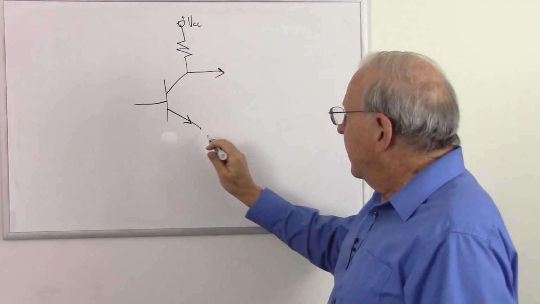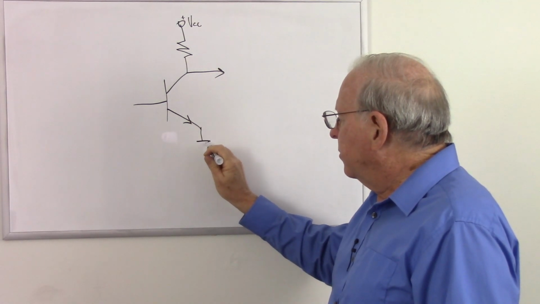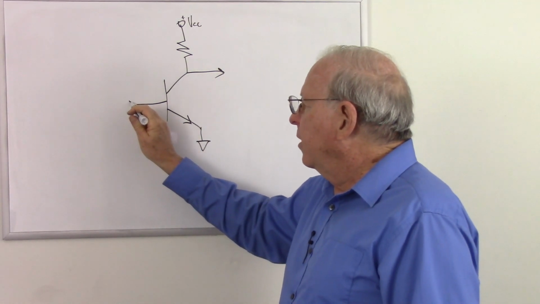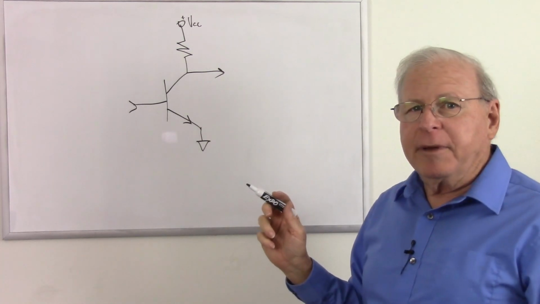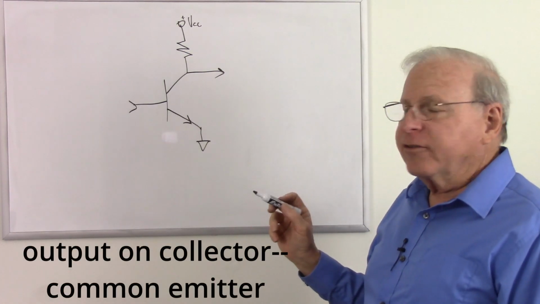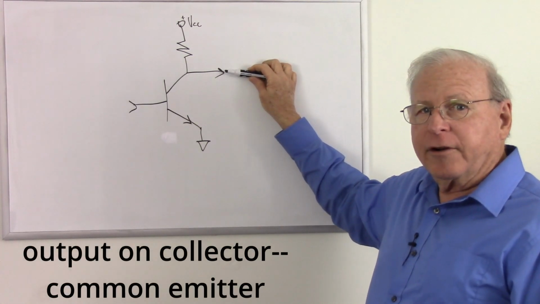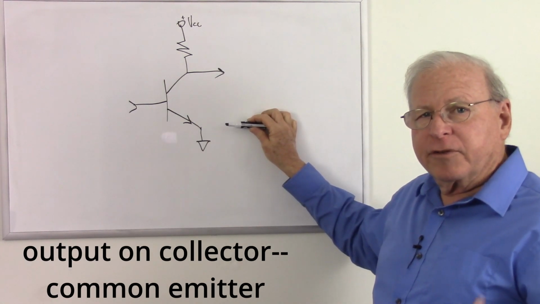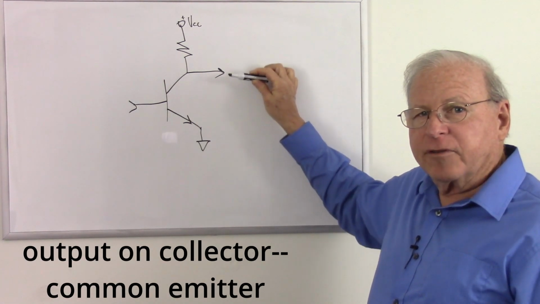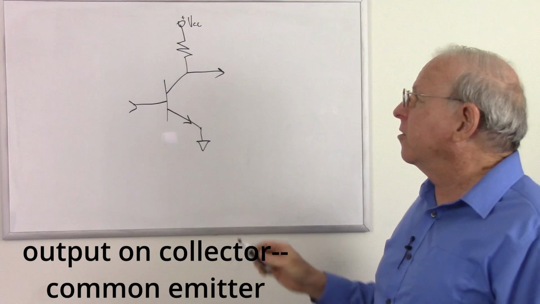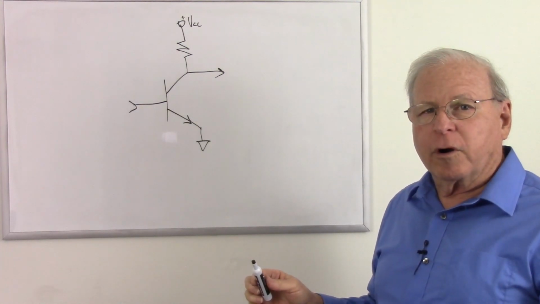So we must have that, and this can be grounded, so let's make it simple. Ground that, and there is our input. So this is the common emitter circuit. How do we recognize that? Well, the output is on the collector. If the output was on the emitter, it was a common collector circuit. But if the output is on the collector, it's a common emitter circuit. And this is the simplest form of that.